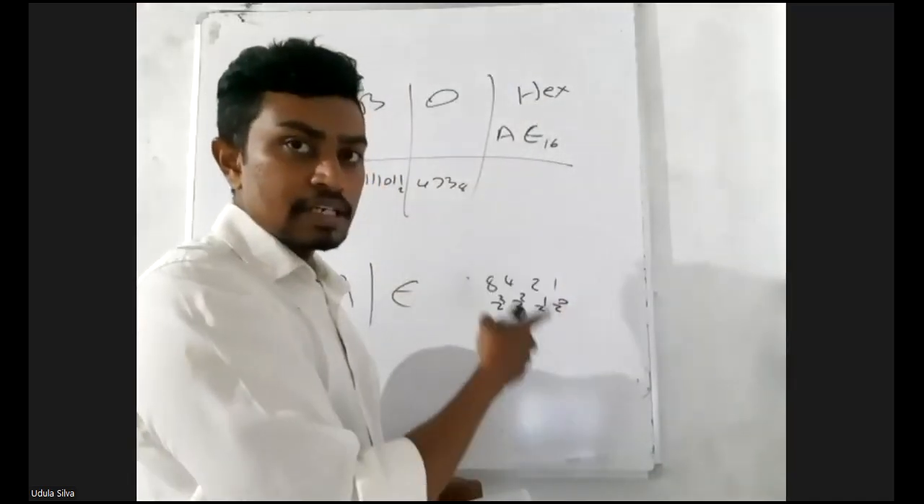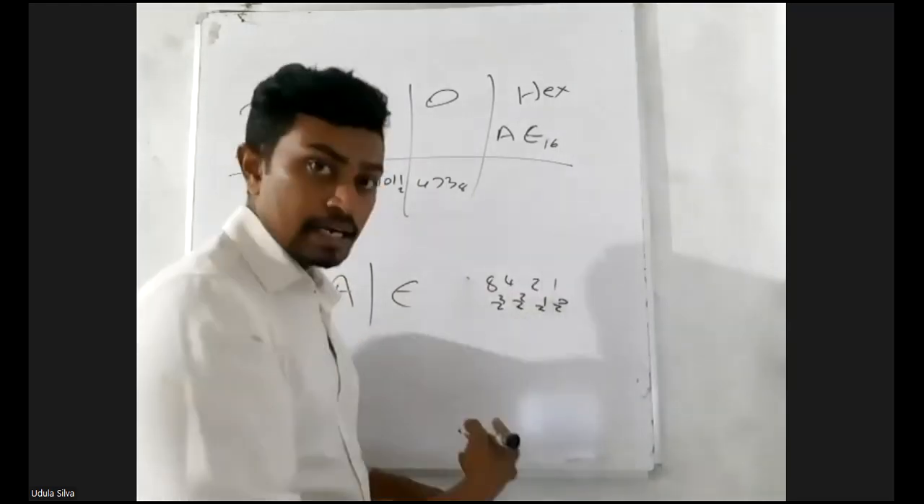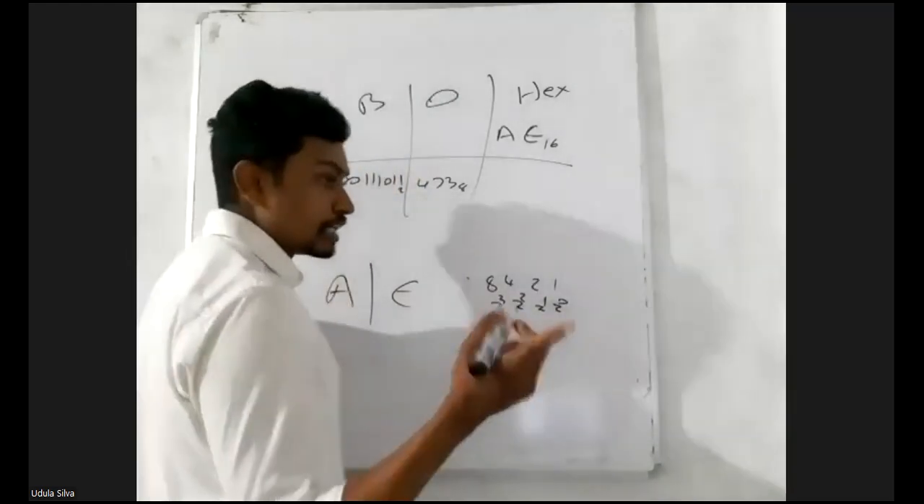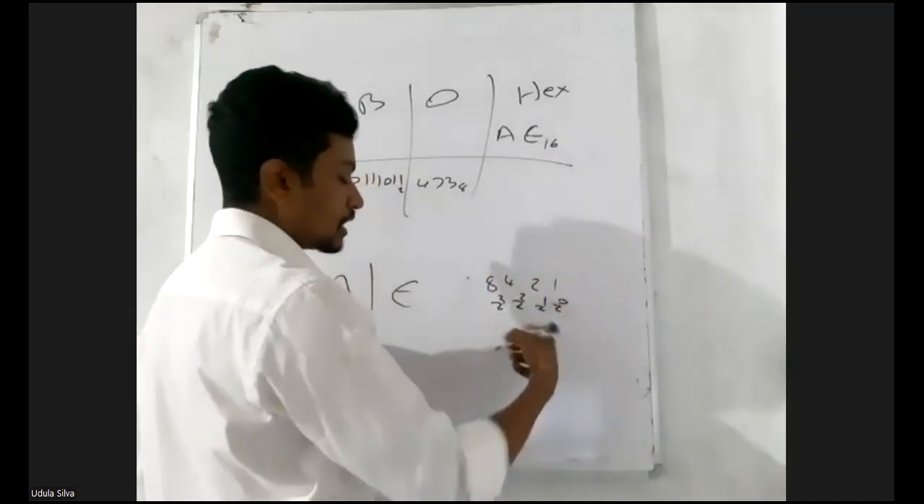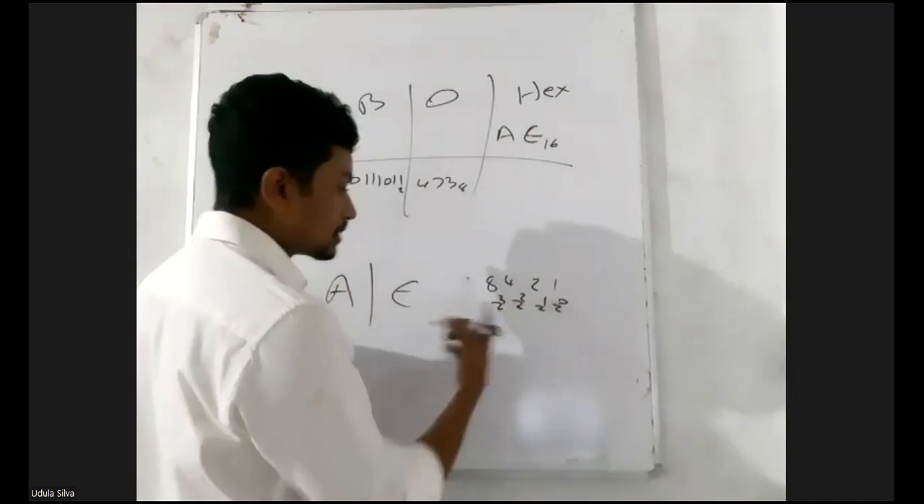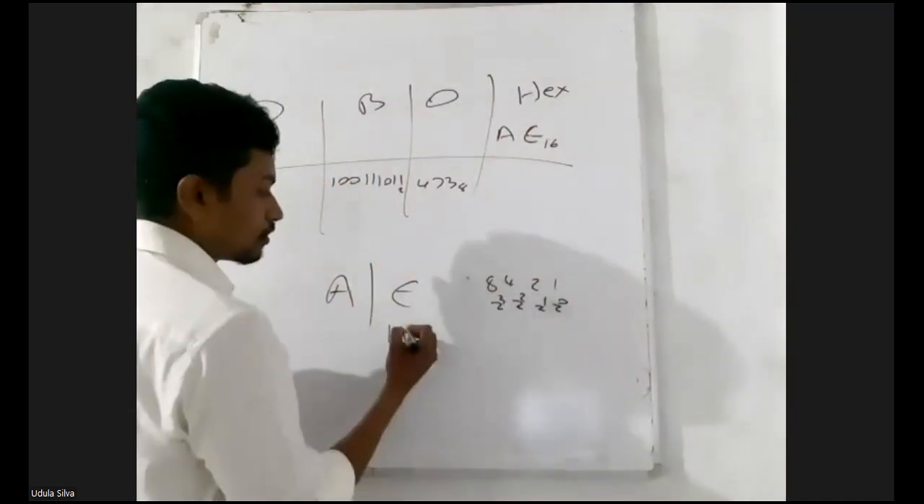A, B, C, D, E, F are 10, 11, 12, 13, 14, 15. E is 15, right? The values are A, B, C, D, E, F. Only E can be 15. We need 8. We need 4.